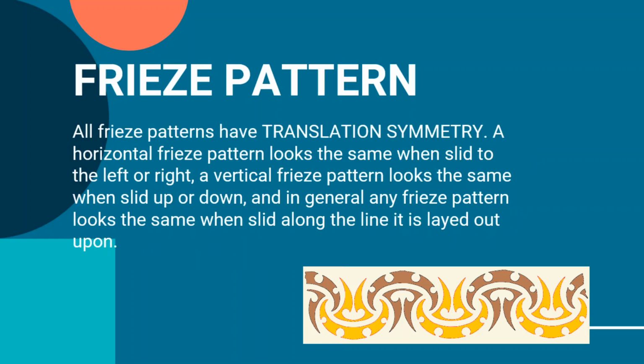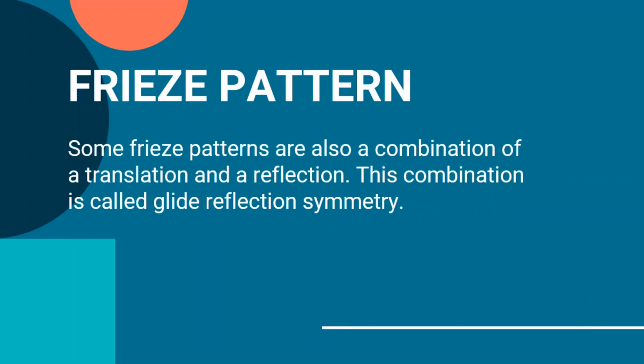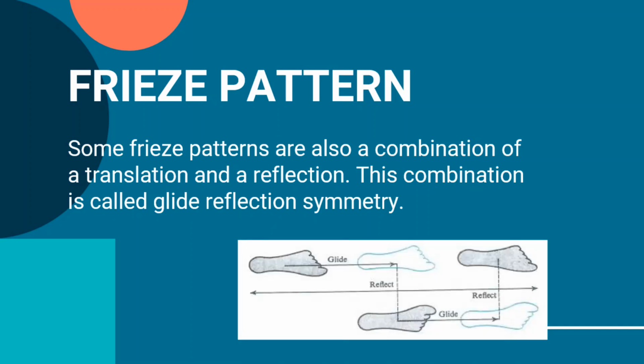All frieze patterns have translation symmetry. A horizontal frieze pattern looks the same when slid to the left or right. A vertical frieze pattern looks the same when slid up and down. In general, any frieze pattern looks the same when slid along the line it is laid out upon. Some frieze patterns are also a combination of a translation and a reflection. This combination is called glide reflection symmetry.